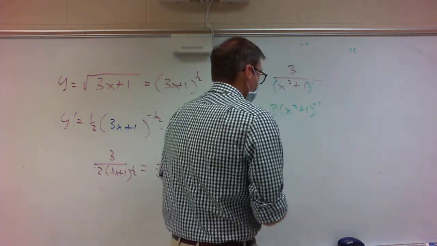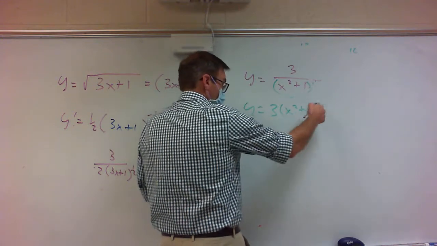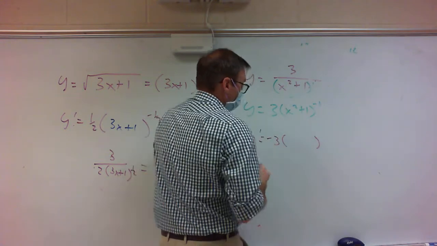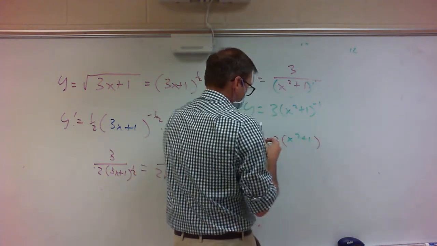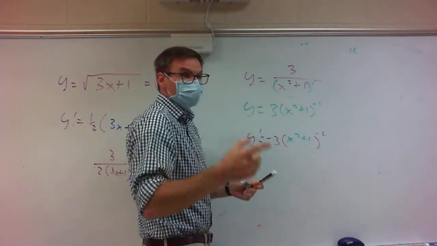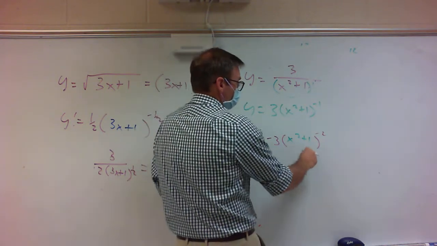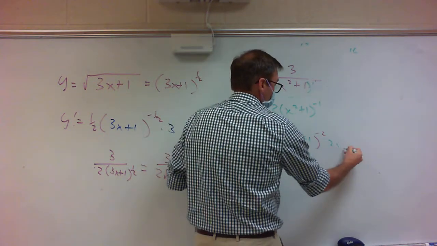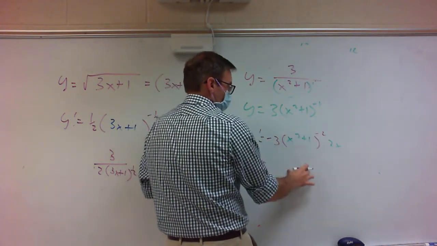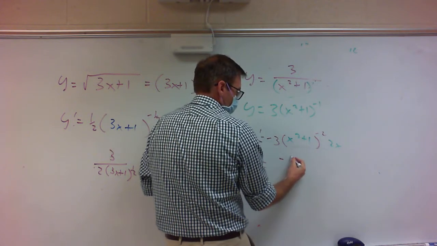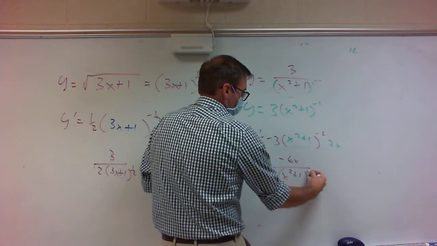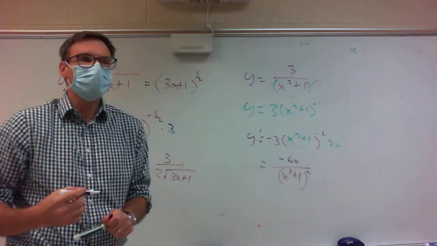And since I see 3 stuff to the negative 1, then my derivative is going to be, well, negative 3 stuff to the negative 2. But I said the word stuff, and since I said the word stuff, I need to take the derivative of this, which is going to give me a 2x. And let's see, that means this is going to go on the bottom. This times this is going to give me a negative 6x on top. And then I get an (x squared plus 1) squared on the bottom, and there's my derivative.